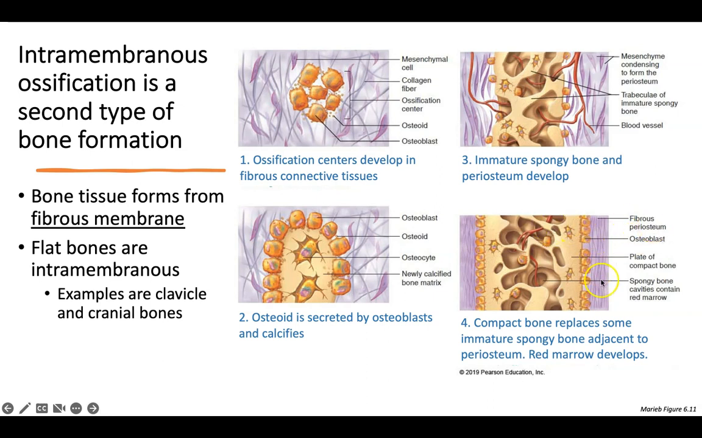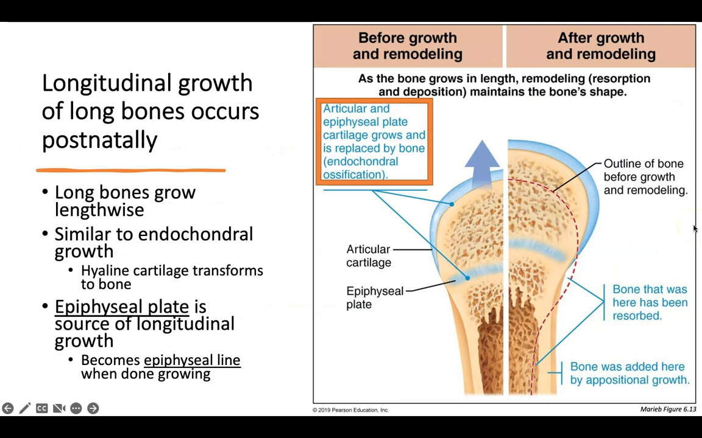So here in purple, we can see the periosteum on either side, sandwiching together this layer of spongy bone, and now there is compact bone that is going to start to form along the edges of that bone, just under the periosteum.